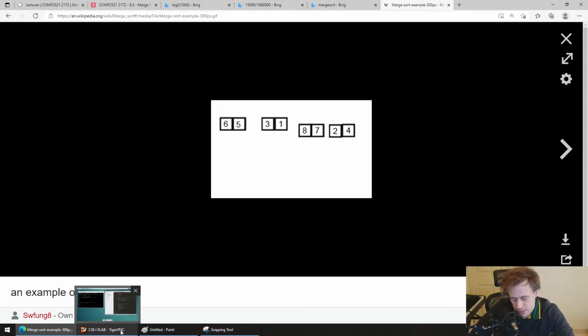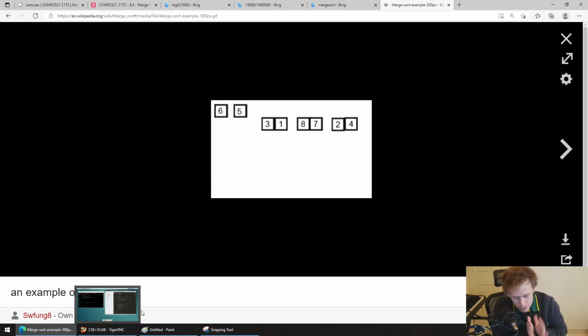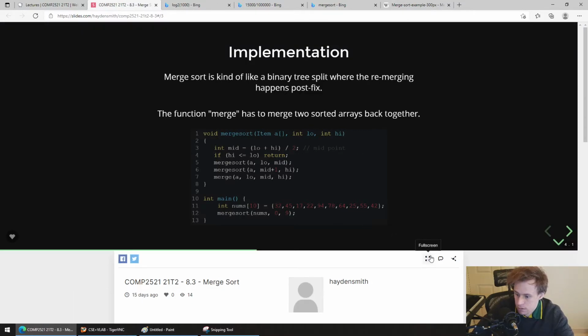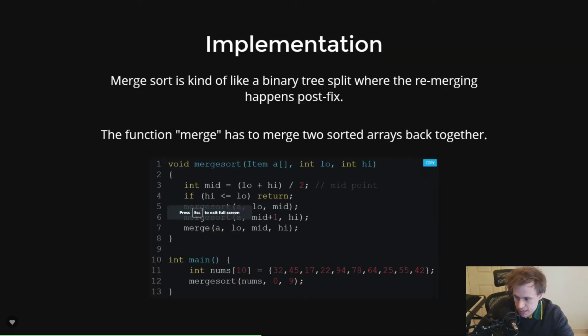Well, I don't want to say we do all the expansions. You expand your section as far as you can, and then you merge it back together. So we split, and then we end up merging it all back together. And this is called recursively on itself.